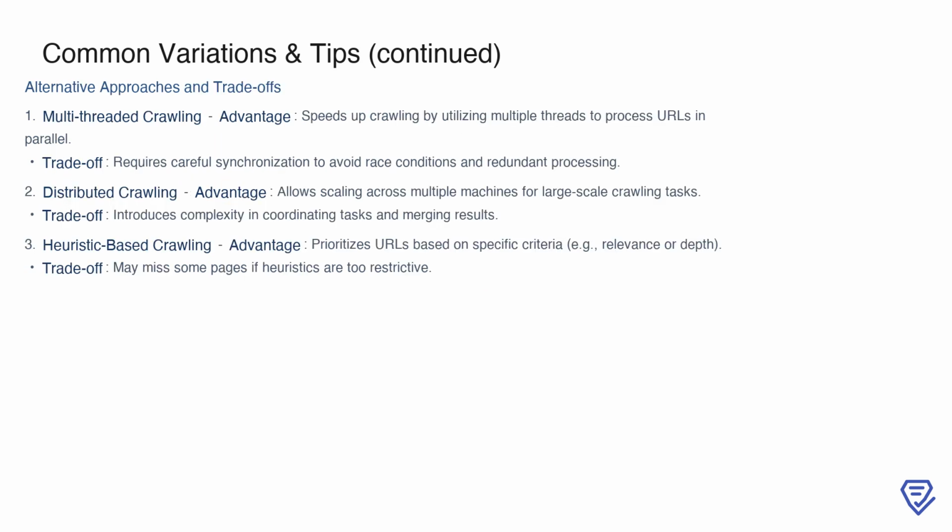There are also alternative approaches to web crawling, each with its own advantages and trade-offs. Multi-threaded crawling, for example, can significantly speed up the process by allowing multiple threads to process URLs in parallel. However, this introduces the need for careful synchronization to avoid issues like race conditions or redundant processing.